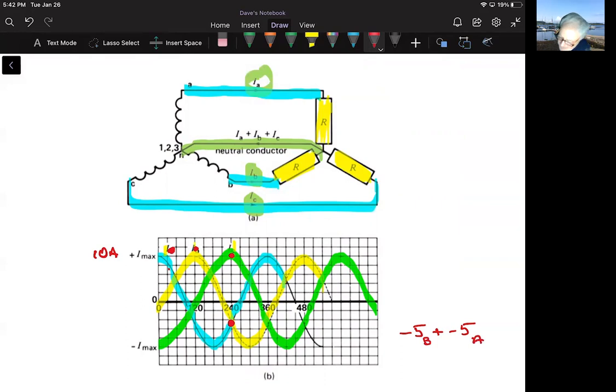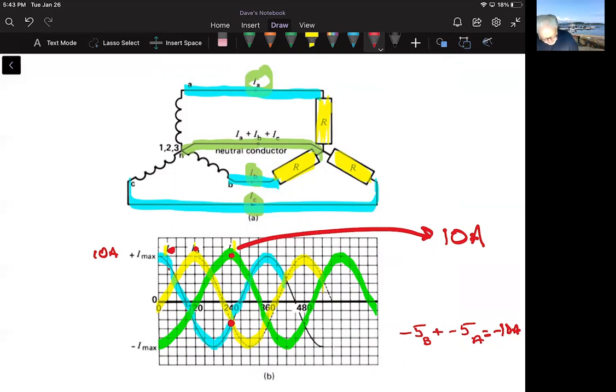So if I looked at the total current flowing at any one time, -5 plus -5 is -10. And this current we said here was 10. So the net current that's flowing at any one time is 0 at any particular instance throughout the rotation of this generator.